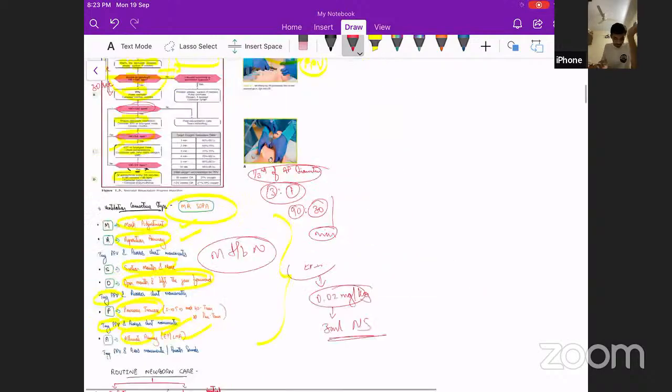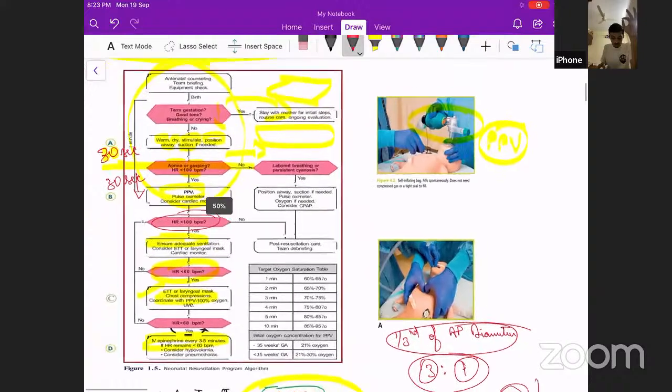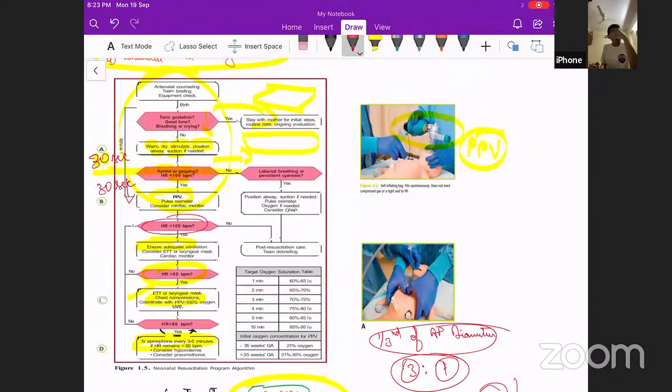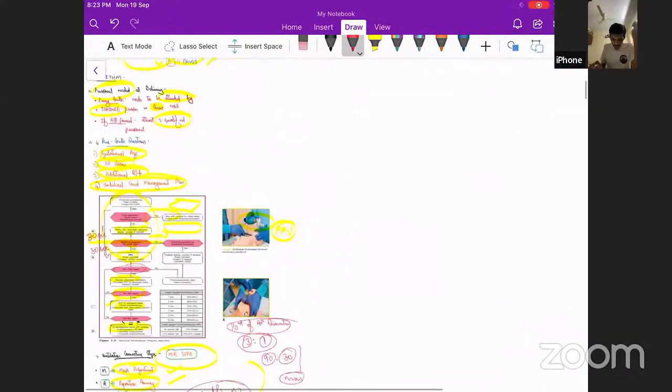Okay, so this is the basic NRP algorithm. Fine, you can go through it once again if you want. If you are more interested and want details, there's already a video on NRP done, so you can go through it and get your concepts clear. So this was to do with basic NRP.